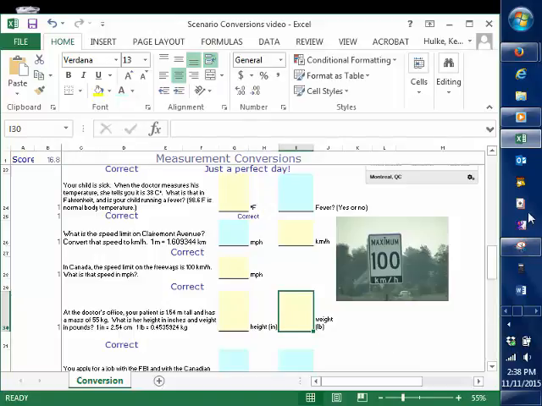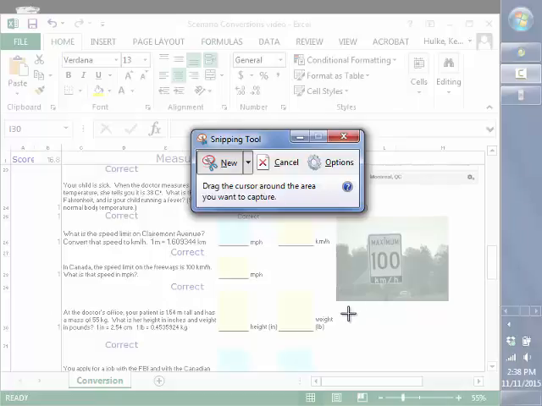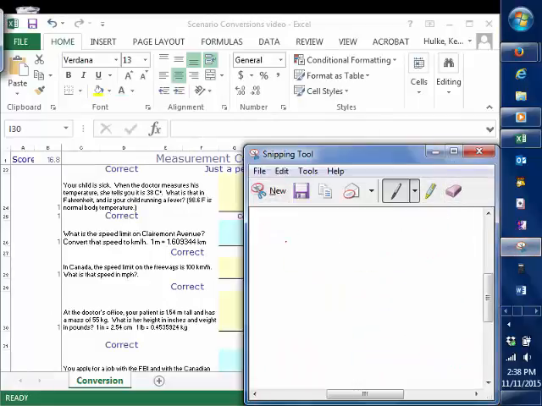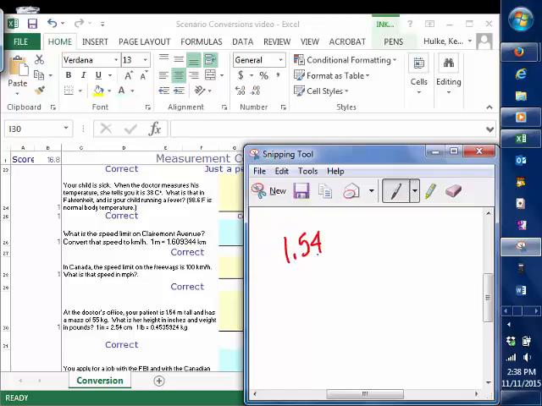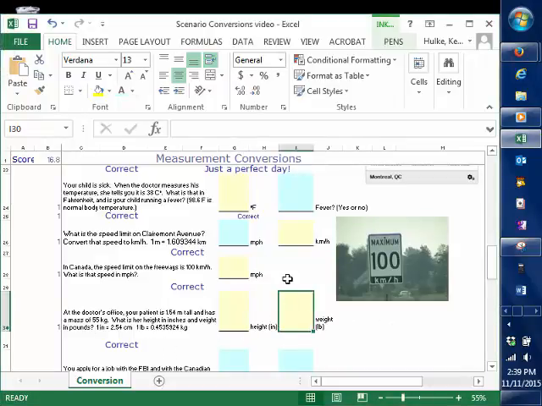The other way that you can do it is, if you notice here, you can take the height in meters, 1.54, times 100, because that's how many centimeters there are in a meter, divided by 2.54, because that's how many centimeters there are in an inch. Okay, next one.